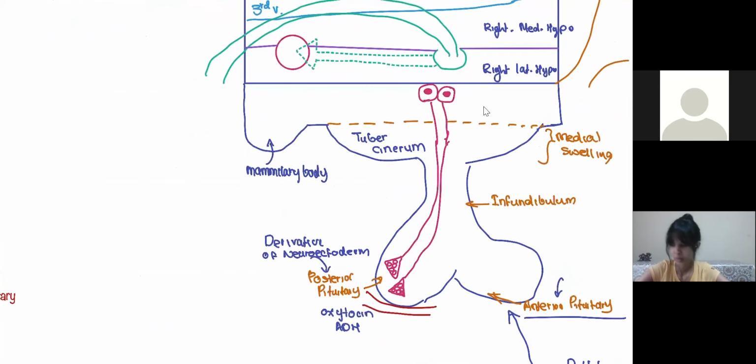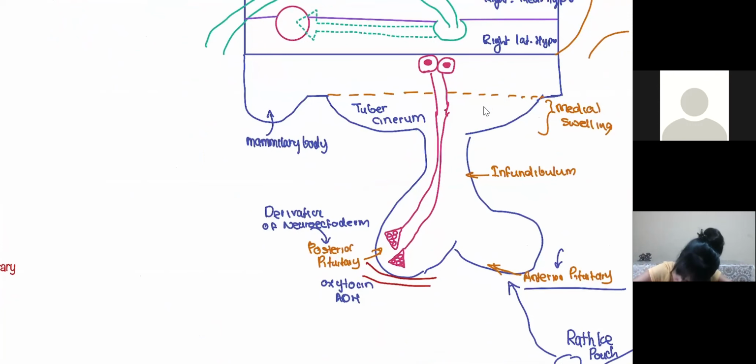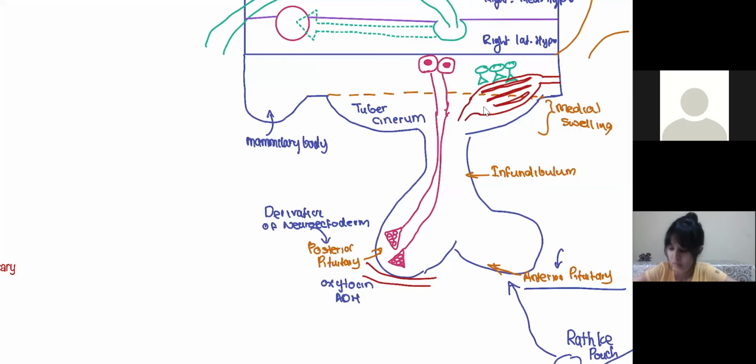Now, the anterior pituitary has a relationship that includes blood vessels. Okay. So there are neurons. Okay, let me use a different color. There are neurons which synthesize substances, hormones, and they release it into this capillary bed. And they will travel and form a second capillary bed.